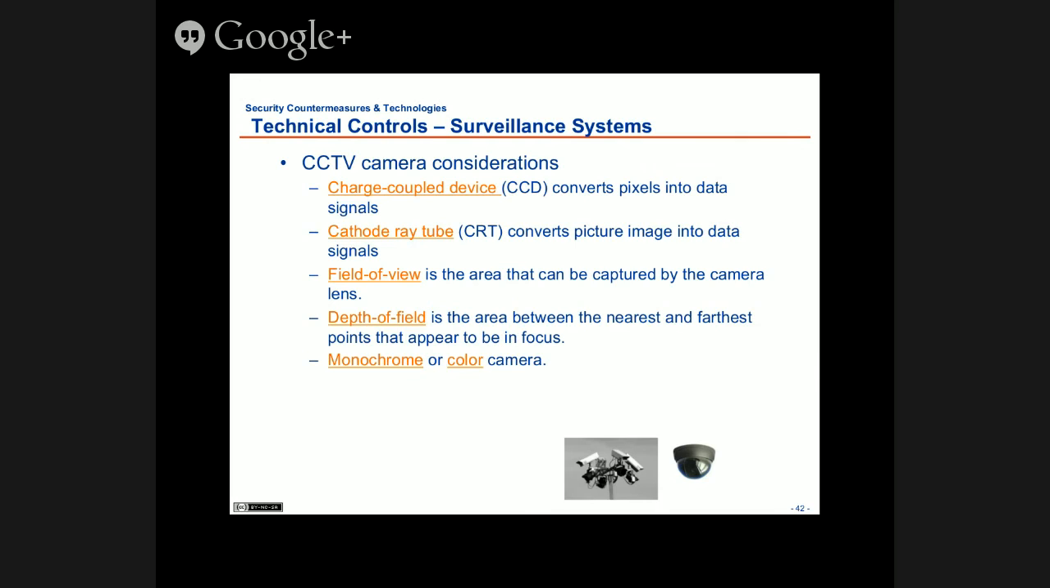Then you have depth of field, basically the area between the nearest and farthest points that appear to be in focus. So maybe up to 20 feet, it's in focus, and it still can capture items above that, but those items won't be focused, so it'll be blurry or something like that. And then you have to think about monochrome or a color camera.